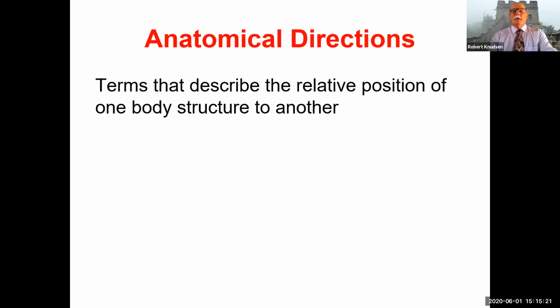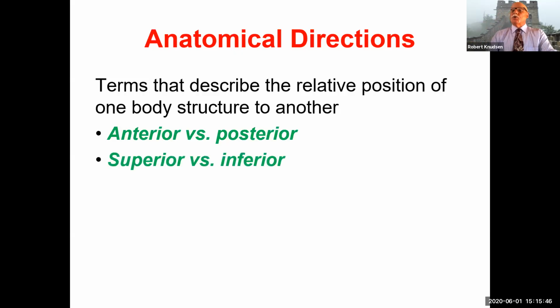Okay, anatomical direction. I'm going to do this in two ways. I'm going to do opposites, and then I'm going to do things that mean the same thing. Okay? So anterior is towards your front. You're going to see another word for it is ventral. But anterior, opposite, posterior in the back. Good. Superior, up. Inferior, down. Good.